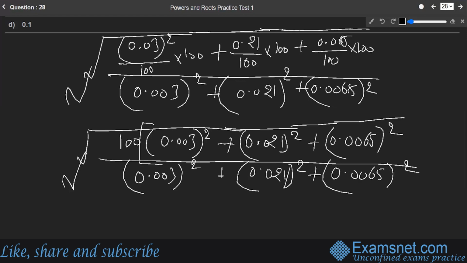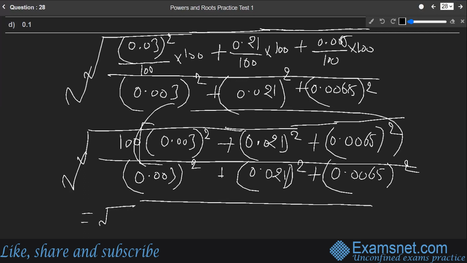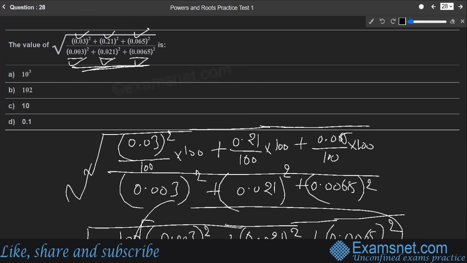Now we have separated the things, so clearly this particular part can be cut by the part here. So we are ultimately left with under root of 100, which is nothing but 10. So that is the right answer, 10, which is available in option number C, so C becomes the right answer for us.